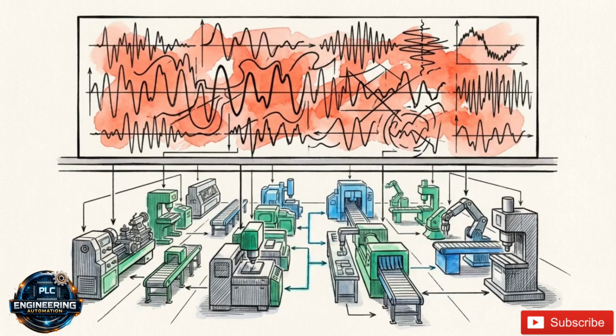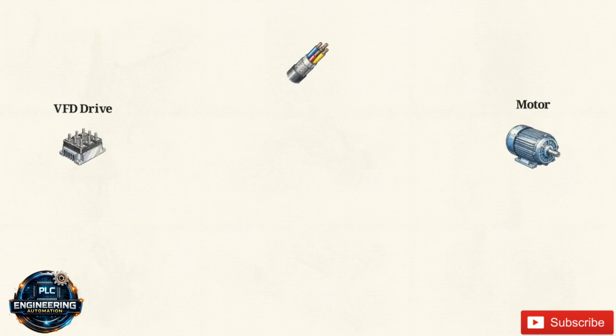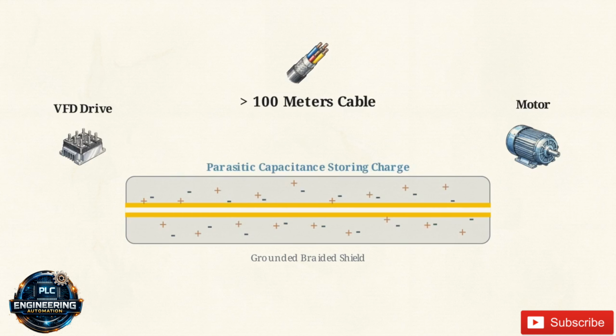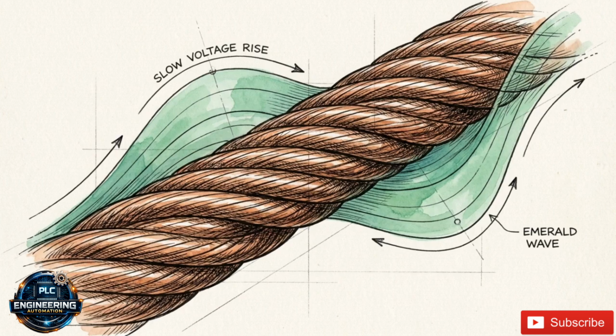Output cables over 100 meters carry physical risks. Parallel wires and the ground shield form a capacitor, storing electrical charge. Fast pulse width modulation rise times interact with this capacitance, amplifying pulses into severe spikes that physically bore through the motor's winding insulation. Installing an output reactor softens the steep edges of these high-frequency pulses, slowing down the voltage rise time and preserving the motor's lifespan.